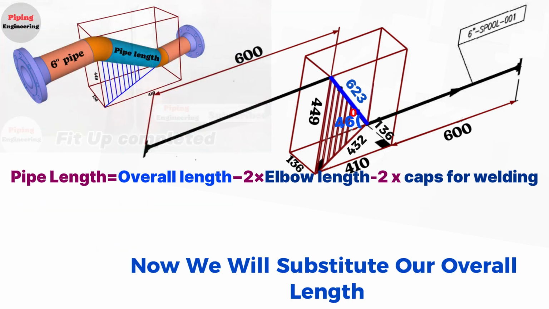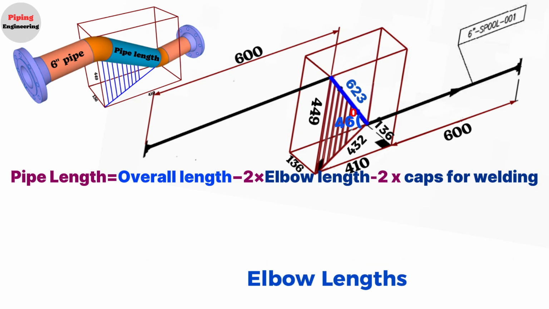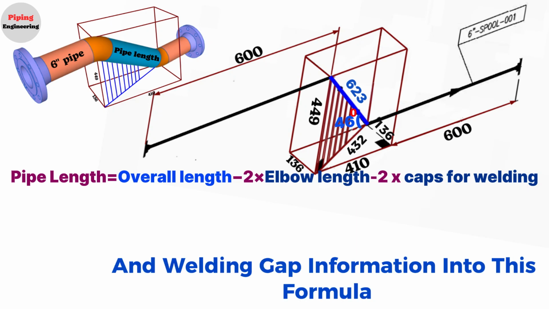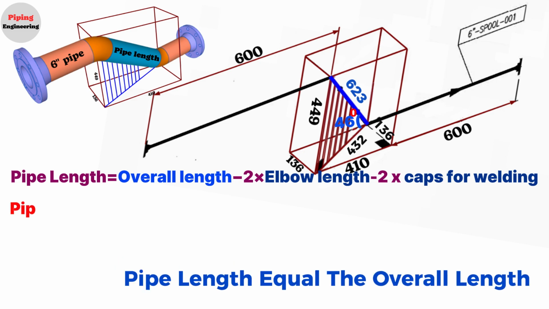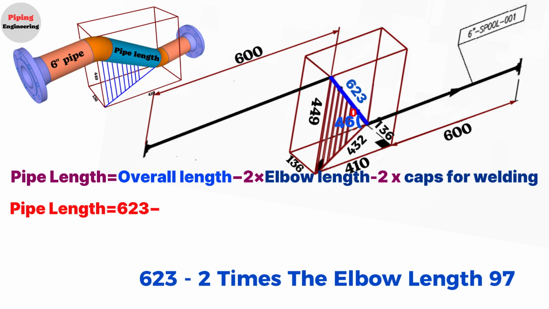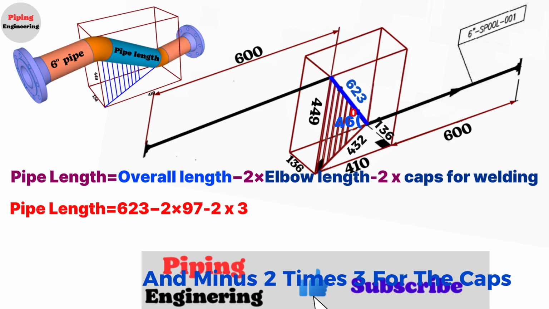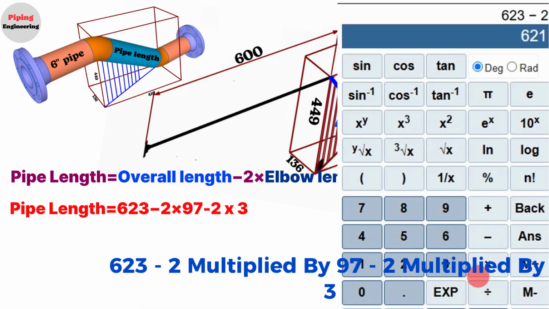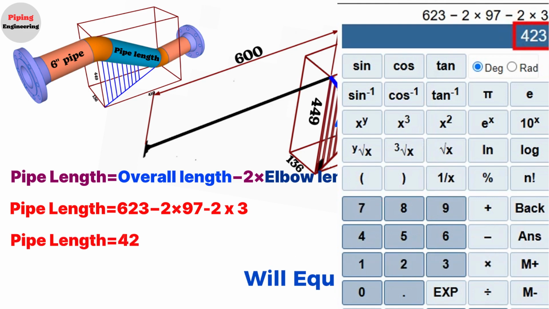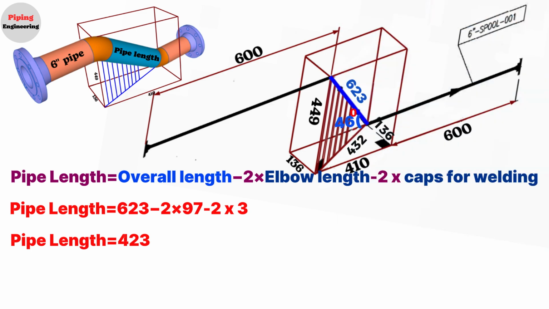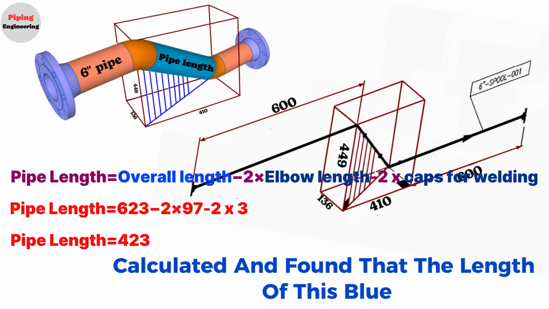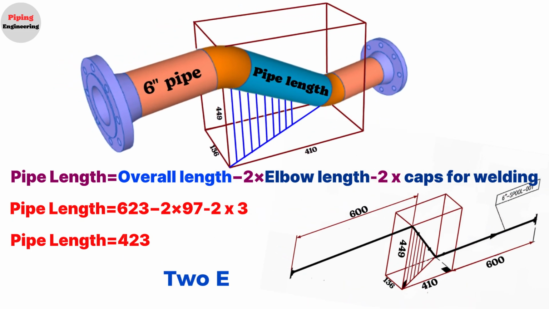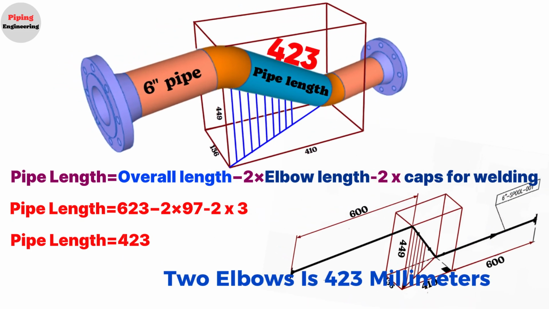Now, we will substitute our overall length, elbow lengths, and welding gap information into this formula. Pipe length equals the overall length 623 minus 2 times the elbow length 97 and minus 2 times 3 for the gaps for welding. Using a calculator, 623 minus 2 multiplied by 97 minus 2 multiplied by 3 will equal 423. So, we calculated and found that the length of this blue-colored pipe between the two elbows is 423 millimeters.